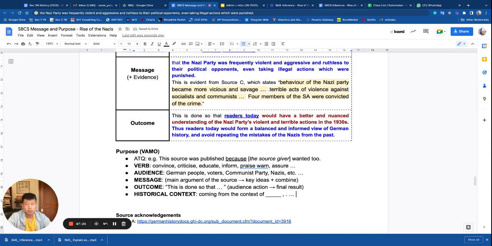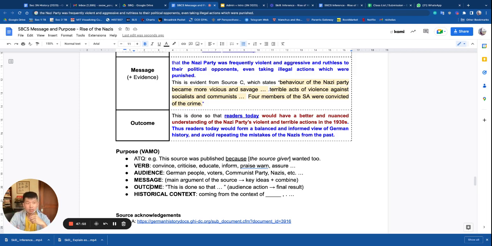Purpose is what the source wants to achieve. With whom the audience will hear the message of the source. The source wants to convince this audience or criticize this audience or educate this audience. This audience has gotten the message. They will take some action. It leads to a result, and that's the outcome. Verb, audience, message, outcome. Okay. I have taught you this purpose skill. This purpose skill is used for so many source-based skills. I hope this lesson will stick in your mind.